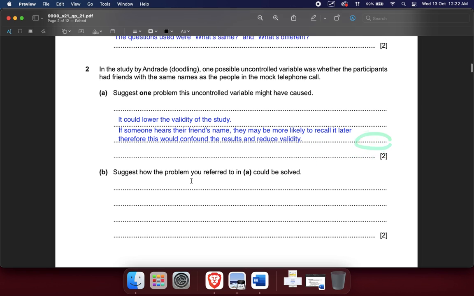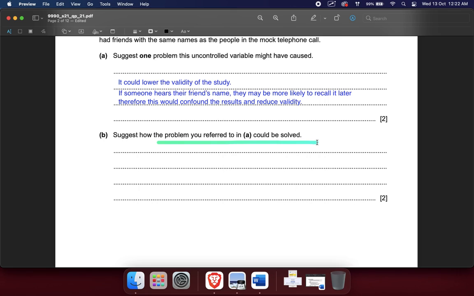Identify, explain. Next one, suggest how the problem you referred to could be solved. Again, it's 2 marks. So you have to give some level of detail. One, you give a solution and explain that solution with a bit more detail in order to get the full marks. Okay, so let's think of a possible solution. You want to do a study, you're going to mention some names of people, but you don't want anyone to have friends' names in that telephone call. So what do you think is the easiest way to do it? Right? Think about it. You want to somehow make sure that the names that you use and the names that people are friends of are not the same.